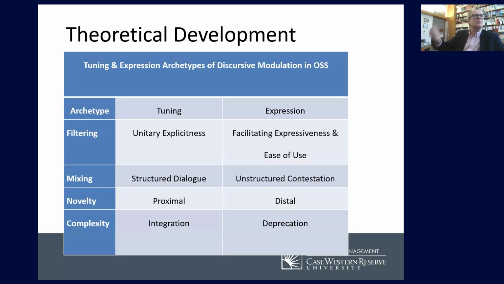Improvisation is another word which you could use. The novelty which comes out of that is typically distal, and complexity increases, because just by doing that you increase the complexity, as I saw from the average complexity. You need to manage it somehow, so you probably have to deprecate over time.